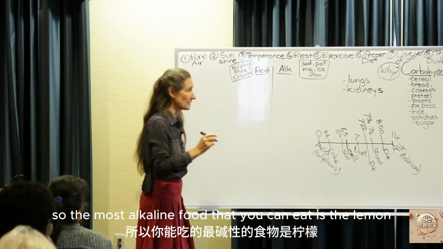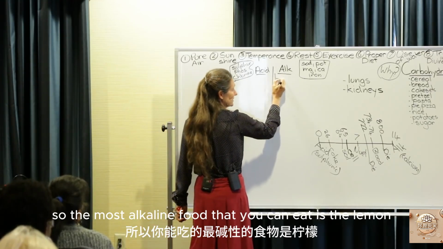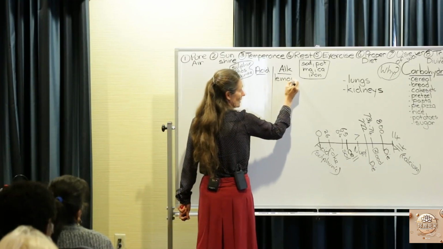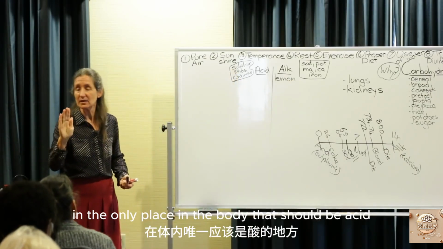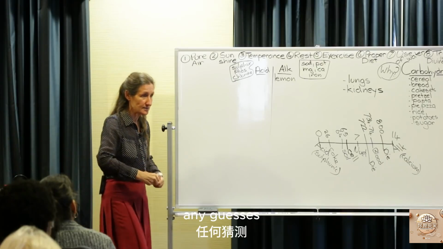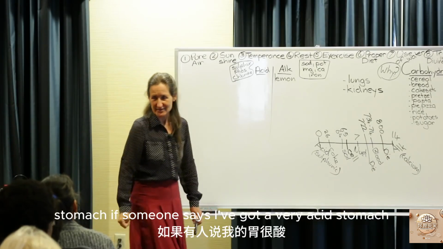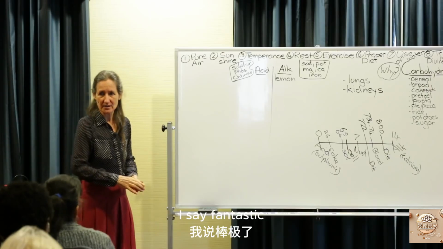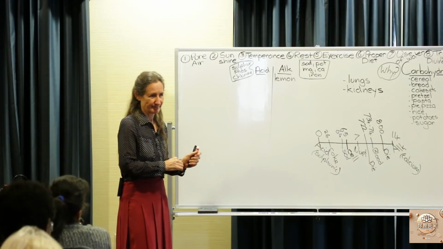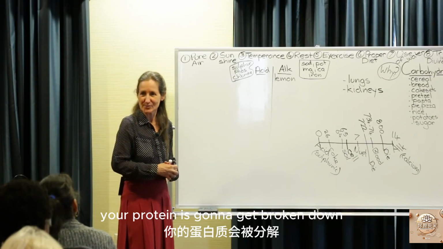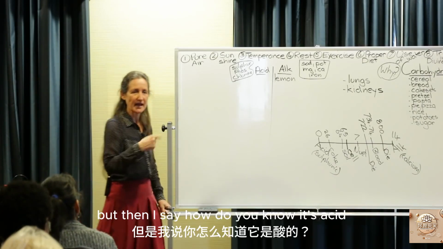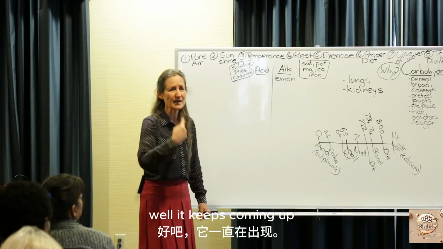So the most alkaline food that you can eat is the lemon. But isn't lemon acid? Yes, and it's acid in the only place in the body that should be acid. Any guesses? Stomach. If someone says, I've got a very acid stomach, I say, fantastic. It should be, because that's the only way your protein is going to get broken down. But then I say, how do you know it's acid? Well, it keeps coming up.